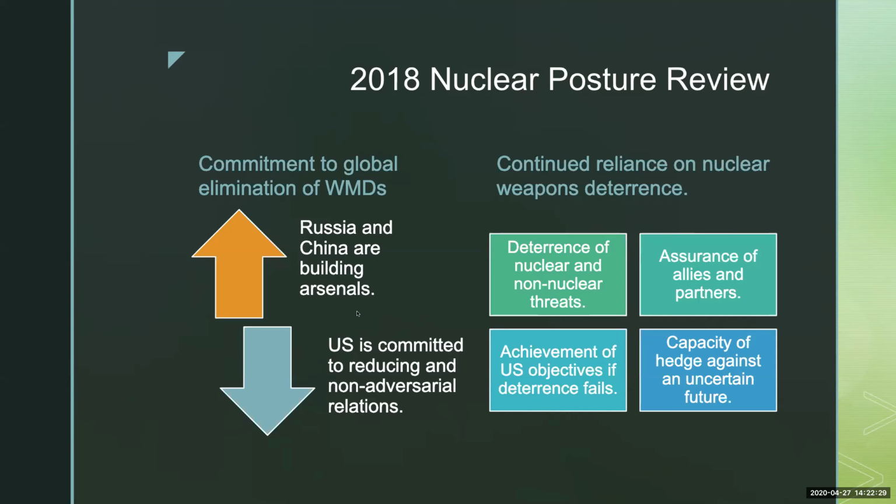There are several stated goals on the US's continued strategic reliance on nuclear weapons deterrence, and that is to deter nuclear and non-nuclear threats, assure allies and partners, achieve US objectives if deterrence fails, and the capacity to hedge against an uncertain future. Again, those are all reasons why the US is still maintaining a nuclear force while they move towards a non-nuclear weapons future.